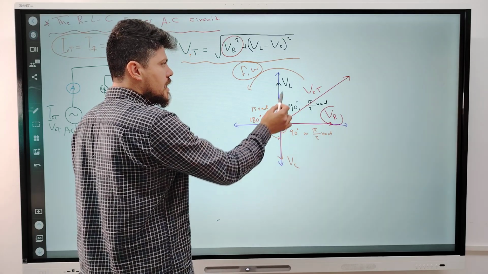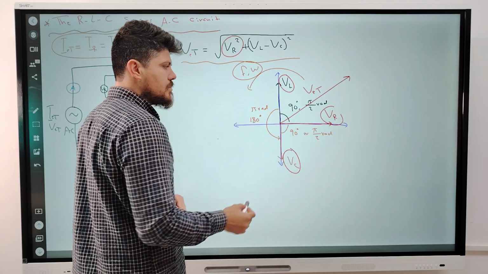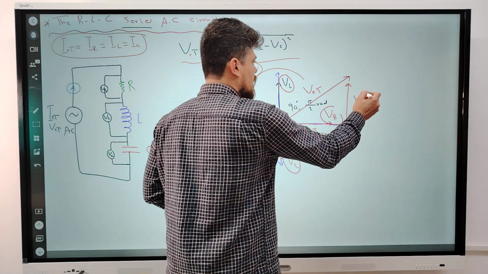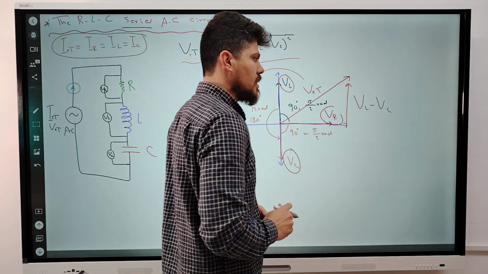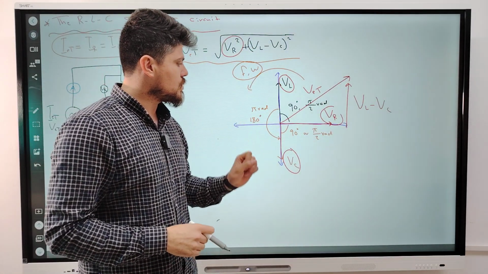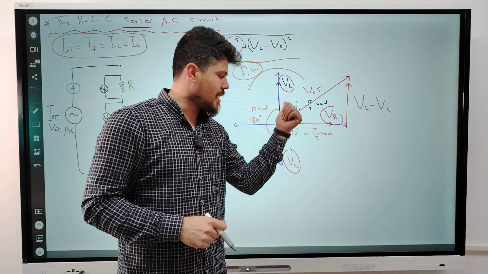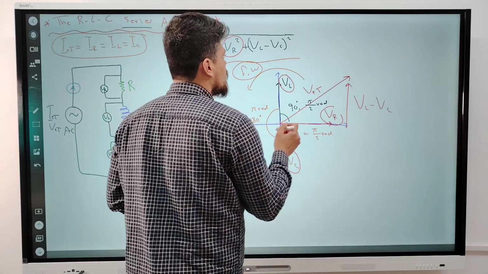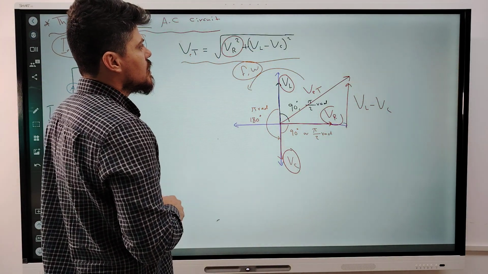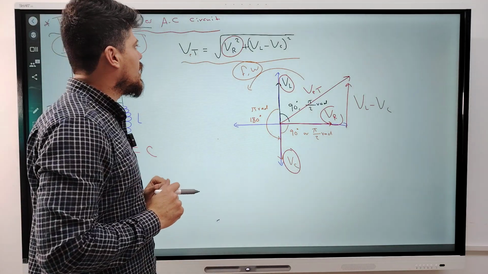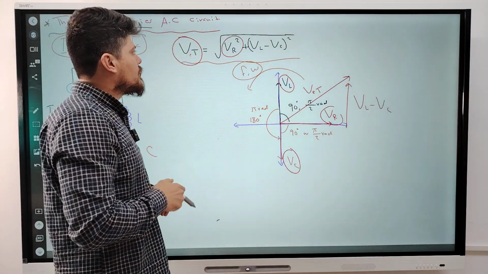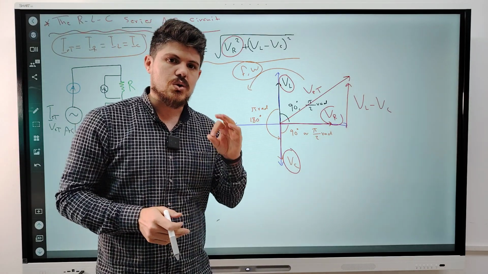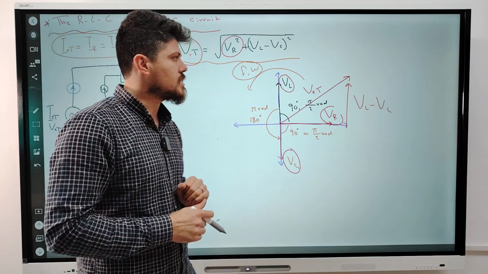We have two vectors, the vector of VL and VC. Because they are in opposite directions, we have to subtract. Subtract what? VL minus VC. What is the vector addition between the potential difference across the inductance and across the capacitance? It is equal to VL minus VC. So this is the opposite: VL minus VC, squared. In this equation, we can find the effective value of the total potential difference across the circuit.